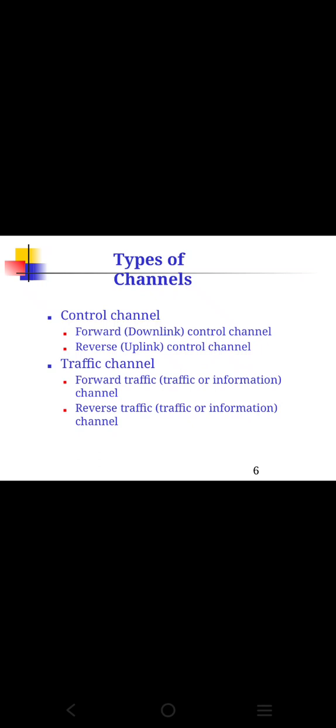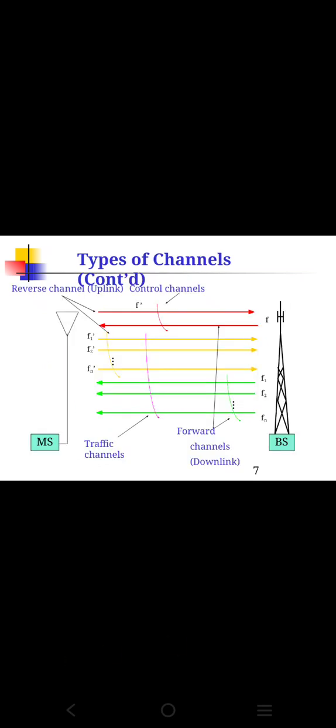In the traffic channel we have two types, that is the forward traffic or information channel and the reverse traffic information channel. So when you are looking at these channels, we can see how the reverse channel and control channels work from the mobile station to the base station. Here, down it is shown the traffic channels, and in the upper part we show the reverse channel, that is the uplink control channels, and the down part shows the forward channels for the downlink.